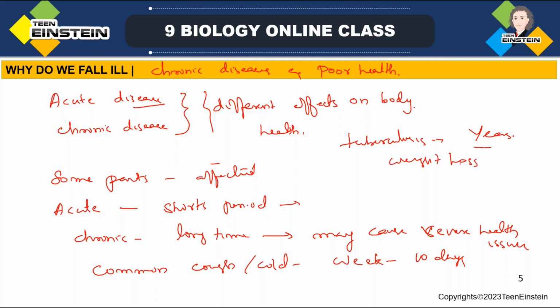Weight loss will be there and we'll feel tired. So this is for years. That is the difference between an acute disease and a chronic disease. And all the time we'll be feeling tired. So we may not go to school for a few days if we have an acute disease. If we are getting a fever, you may take 2-3 days leave, isn't it? But a chronic disease will make our life difficult.